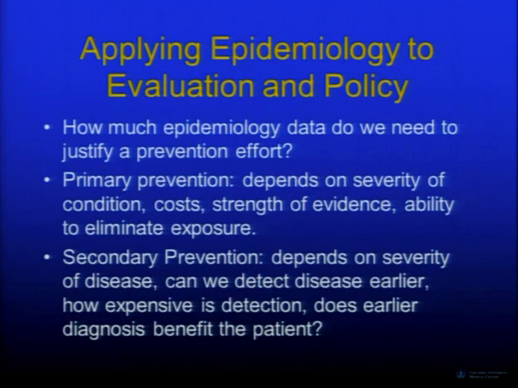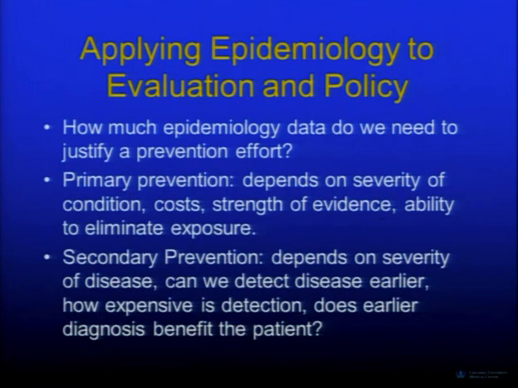Okay. So sometimes we want to apply epidemiology to evaluation and to policy. And so it starts us asking certain questions, like how much epidemiology data do we need to justify a prevention effort? And then for primary prevention, remember that's preventing disease in well people. It might depend on the severity of the condition that you're trying to prevent, the costs of doing the primary prevention, whether there's any evidence that primary prevention actually would help, and whether you have the ability to eliminate exposure.